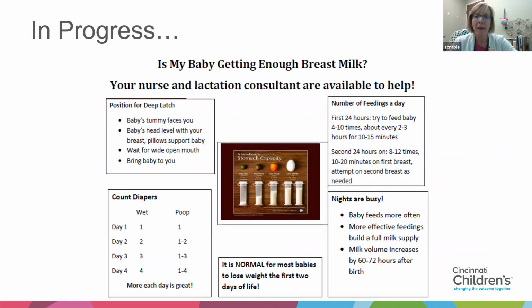Because every mother uses the bathroom in the hospital, we've created, and it's in progress, a little infographic to put on the back of the bathroom door, going over the main points that mothers need to remember: positioning, number of feedings per day, the number of diapers she needs to be watching for, reminding that babies will sometimes lose weight and that babies tend to eat a lot at night. Hopefully that gets them through with, if not exclusive breastfeeding, at least continuing to breastfeed throughout the hospital stay.